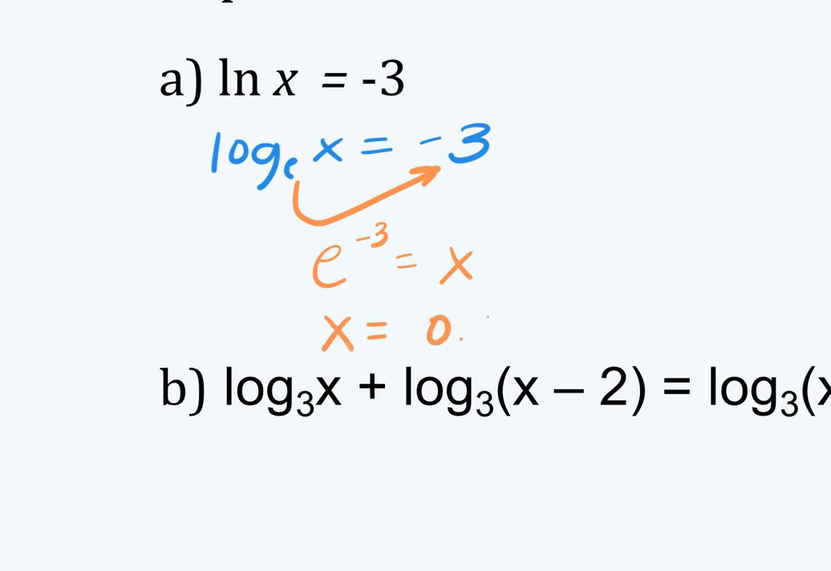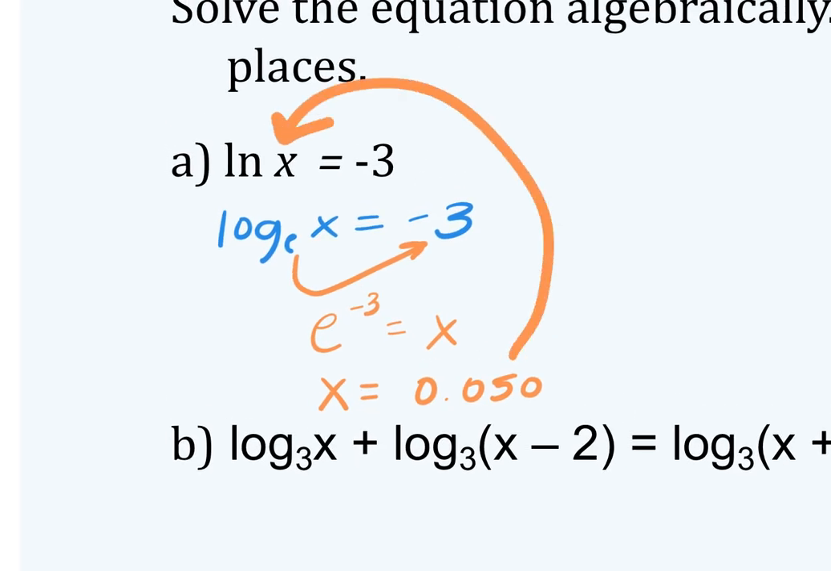becomes 0.0497. So 0.0, well, 9's going to bump the 4. This becomes 5, 0. Check it. If I plug it back in, does it stay positive? Yes. So I'm good. I can keep that answer.